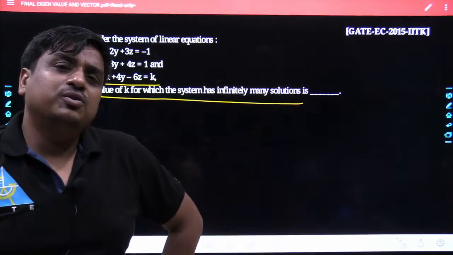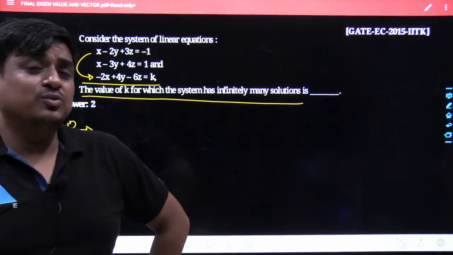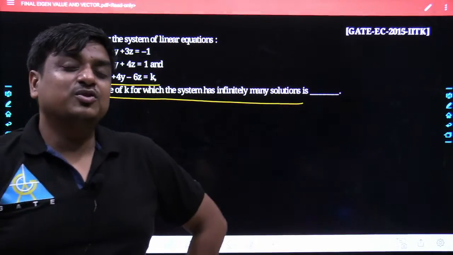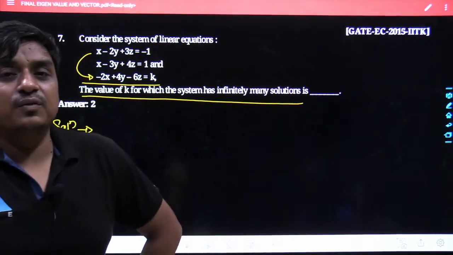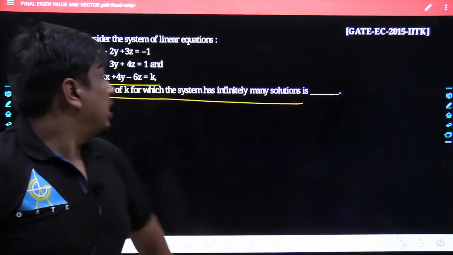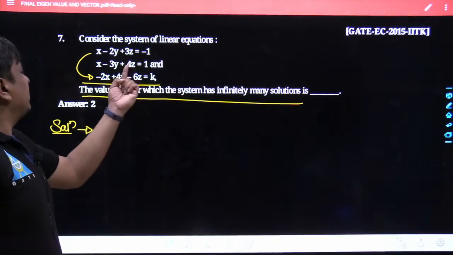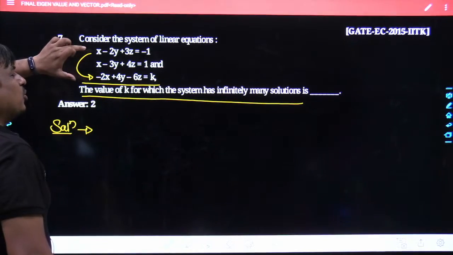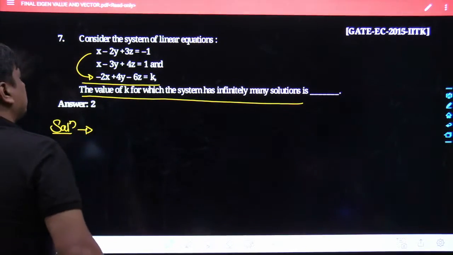Number of effective equations, either you can go straight away using rank, or you can take the basic concept: the number of effective equations must be lesser than the number of variables. How many variables do you have? 3 variables, and the first and third equations are almost dependent equations. How?